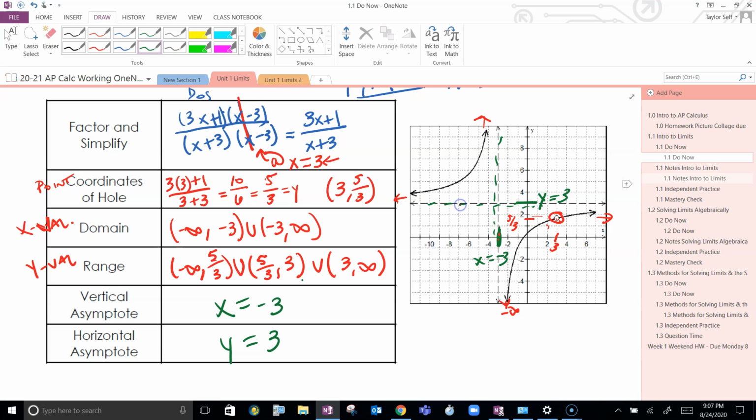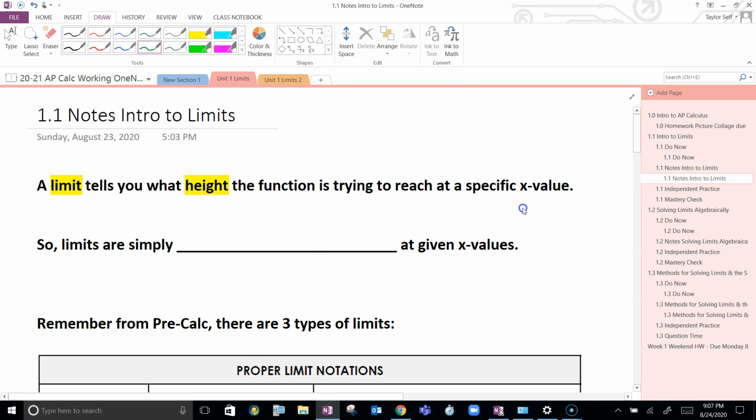Okay, let's move into notes. So now you're going to need your notebook. Make sure that you quickly get your notebook out, get a pen ready to write.